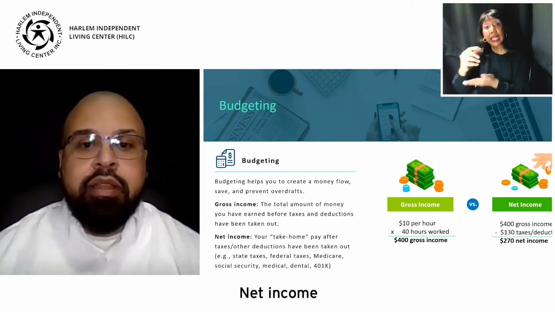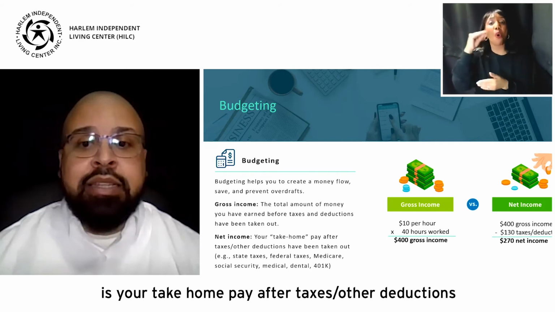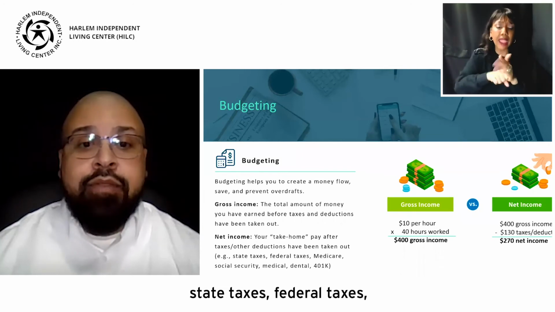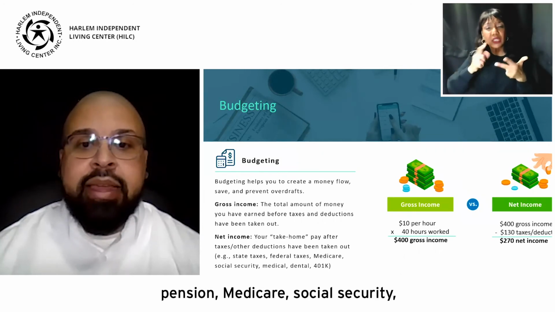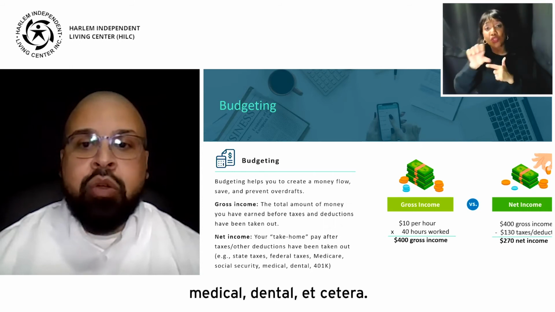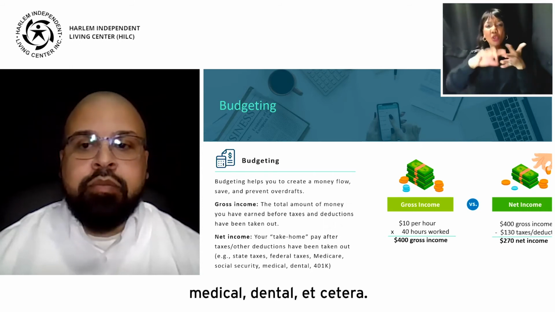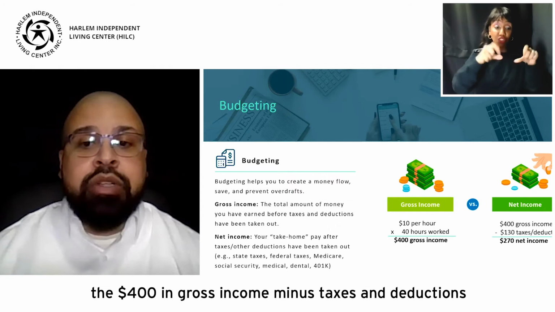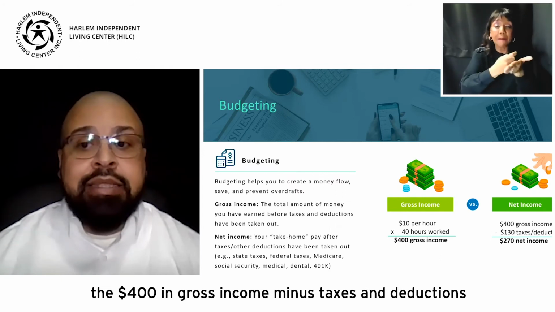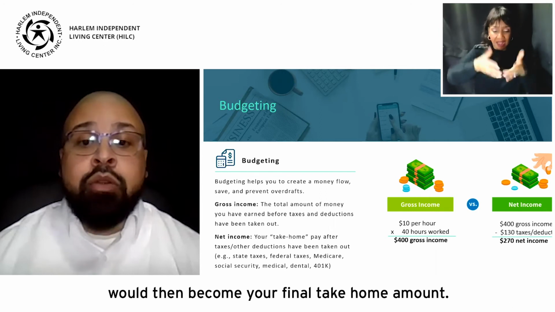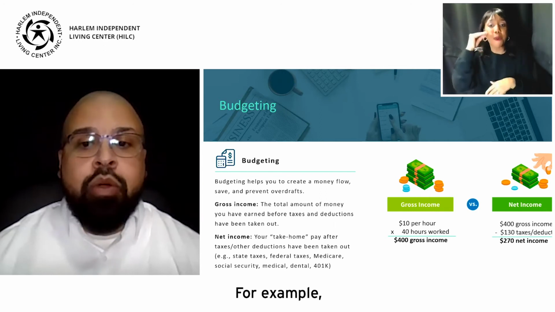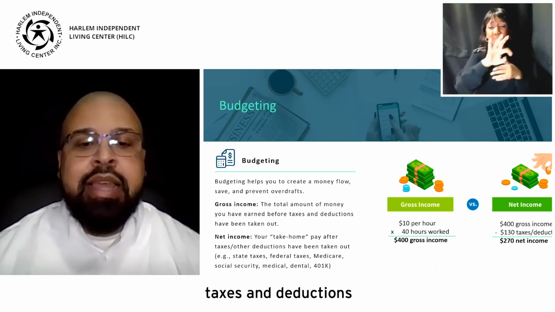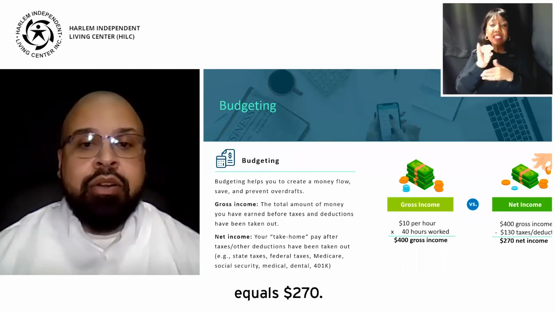Net income is your take-home pay after taxes and other deductions have been taken out. For example, state taxes, federal taxes, pension, Medicare, Social Security, medical, dental, etc. An example of this would be that once your deductions have been taken out, the $400 in gross income minus the taxes and deductions would then become your final take-home amount. For example, $400 minus $130, taxes and deductions, equals $270.